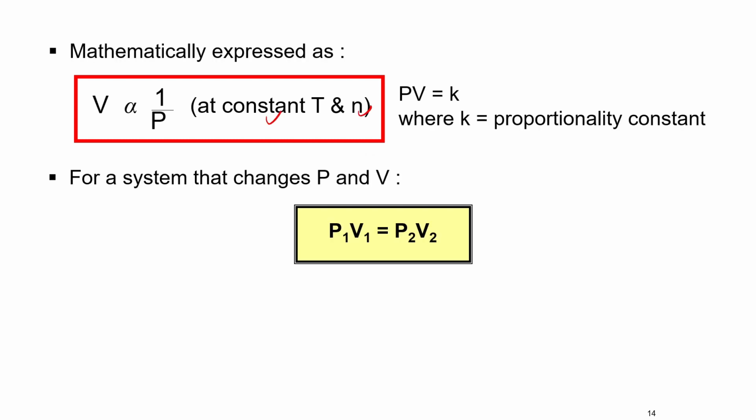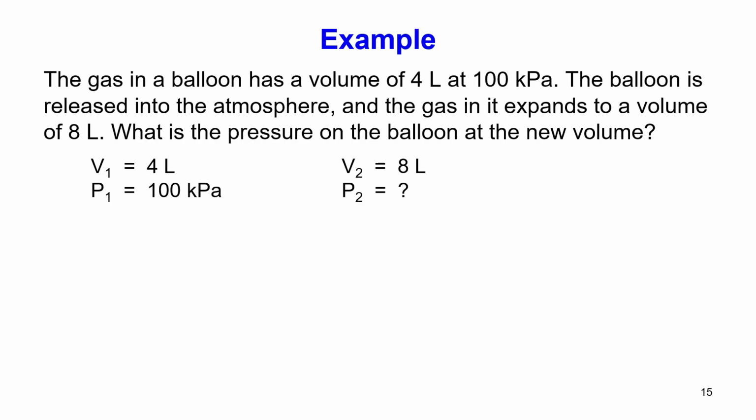When we have two conditions, we will have P1 V1 equals P2 V2. So actually this is the formula for Boyle's law at two different conditions. For example, we have volume 4 liter. So V1 is 4 liter, 100 kilopascal, P1. And we have a second condition, volume expands to 8 liter. So V2 is 8 liter. What is the pressure at that new volume? So meaning we want to calculate for P2.